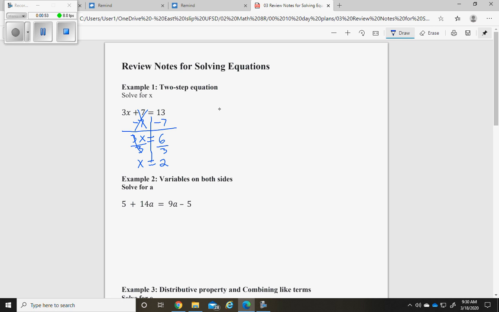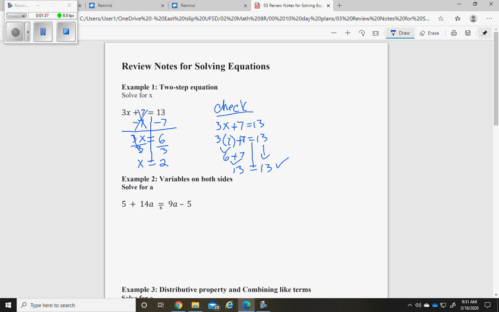I just want to review how to do a check. When you do a check, you use the original equation, you substitute in the value that you found for x, and then you follow the order of operations on each side of the equation. So over here I'll do 2 times 3 to get 6, and then 6 plus 7 to get 13. On the right side, there isn't anything to do, so I just bring down the 13. When you have the same value on each side of the equal sign, you should be certain that the value of x that you found is correct.